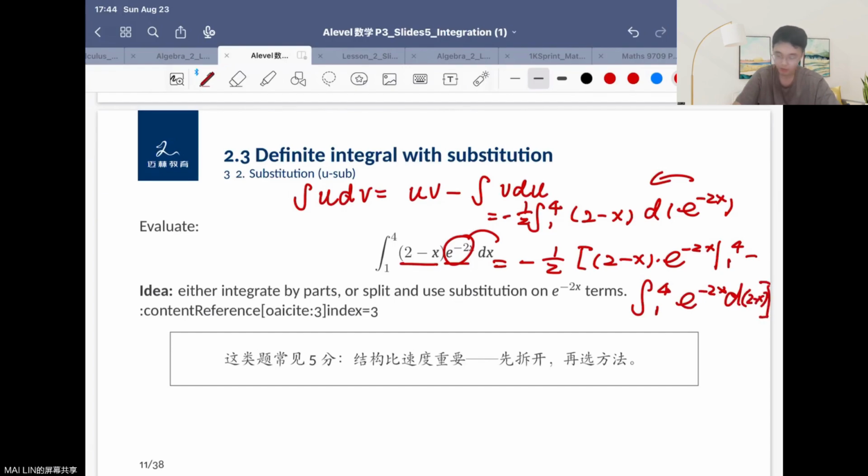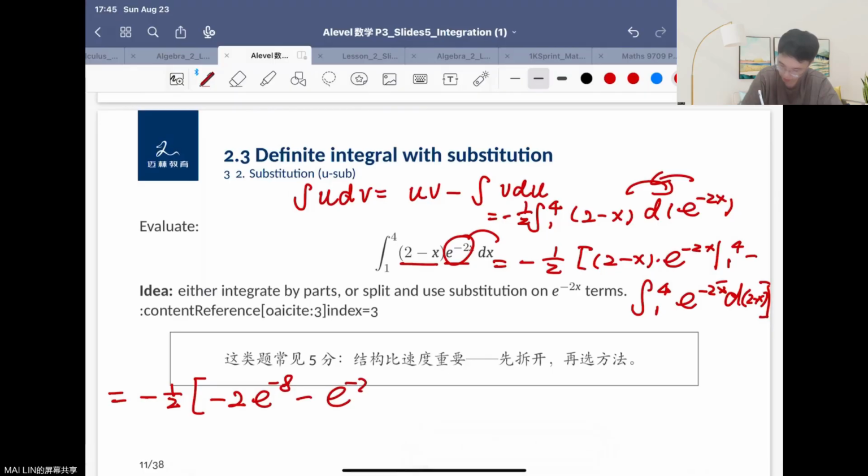Okay, so we can consider that if we put the value after d, that is integration, right? And if we put the value before d, that is differentiation, right? So for the first part, the value is negative a half, and when x equals 4 it is negative 2 e power of negative 8, right? And when x equals 1, the value is minus, here is for e power of negative 2, right? That is the first value here.